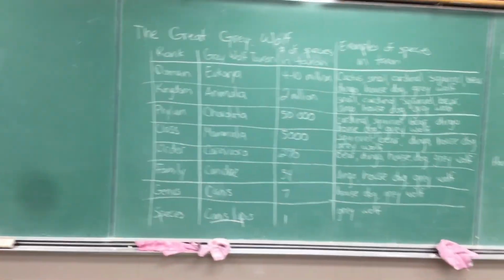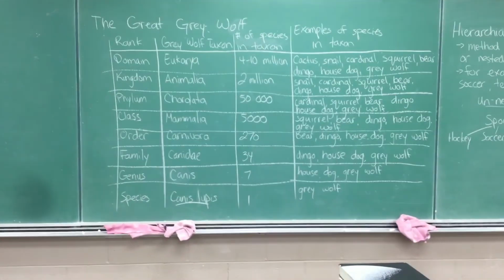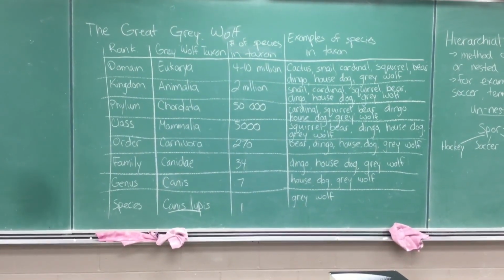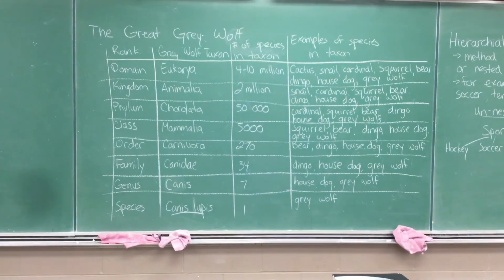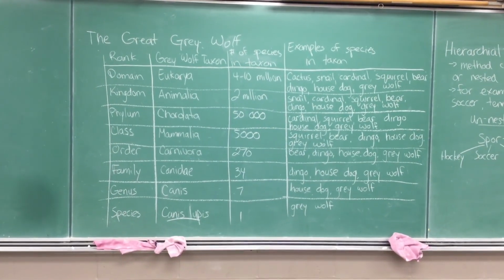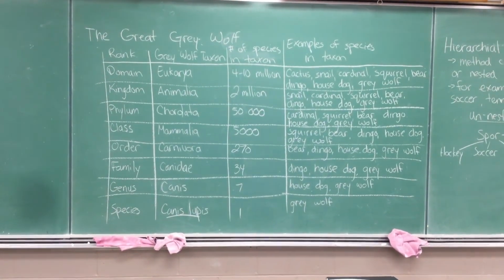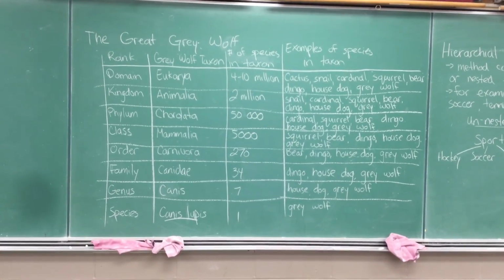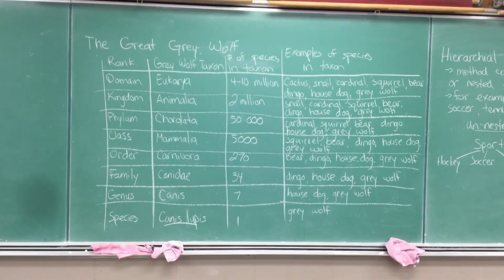Looking at an example of the great gray wolf, we can see that it moves through these ranks: domain, kingdom, phylum, class, order, family, genus, species. For the great gray wolf, it is specific. Domain is Eukarya, kingdom, Animalia, phylum, Chordata, and so on and so on.